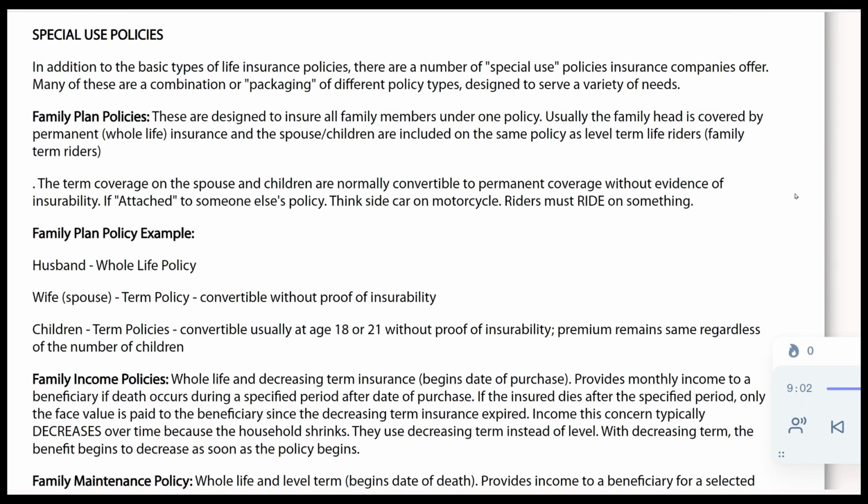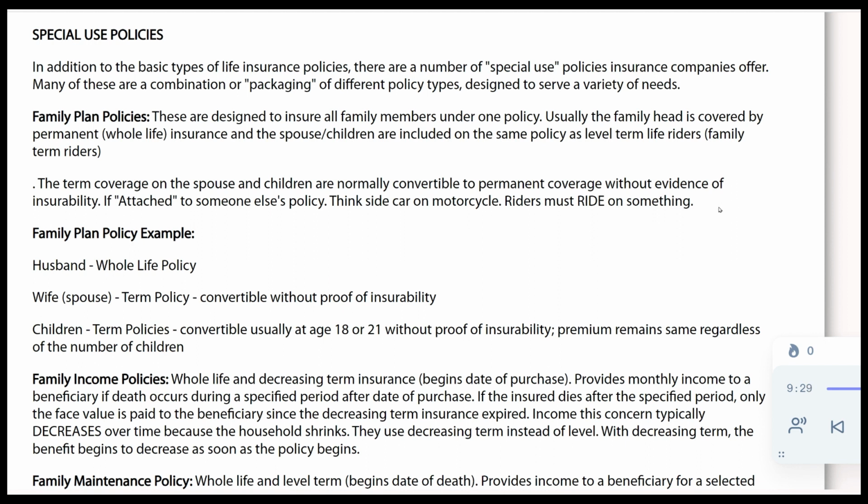Special use policies. In addition to the basic types of life insurance policies, there are a number of special use policies insurance companies offer. Many of these are a combination or packaging of different policy types, designed to serve a variety of needs. Family plan policies. These are designed to insure all family members under one policy. Usually the family head is covered by permanent whole life insurance, and the spouse and children are included on the same policy as level term life riders, family term riders.